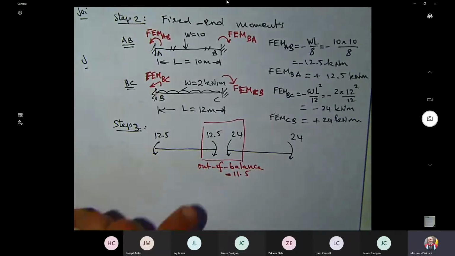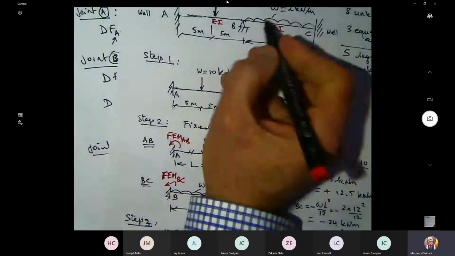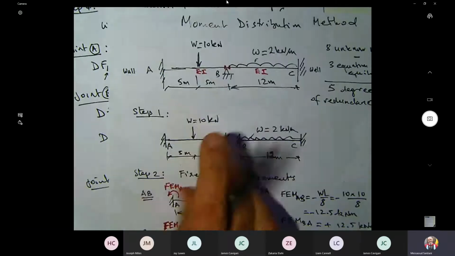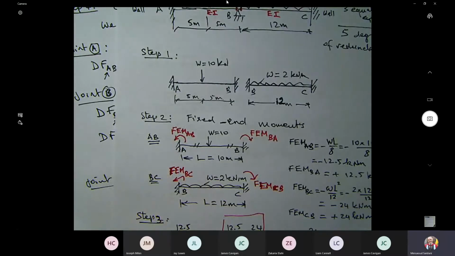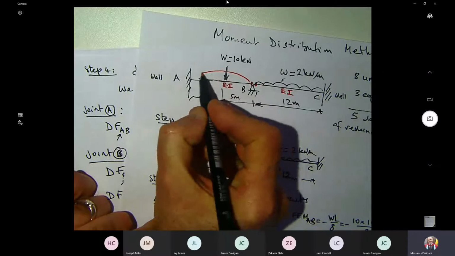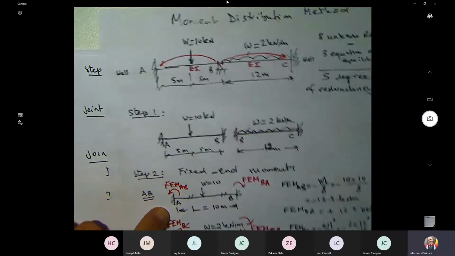So here we have an outer balance of minus 11.5. That's because left of B and right of B we have different moments. Now, the first step is to balance this moment here, but then the adjacent joints will take some of that moment. Does it make sense?